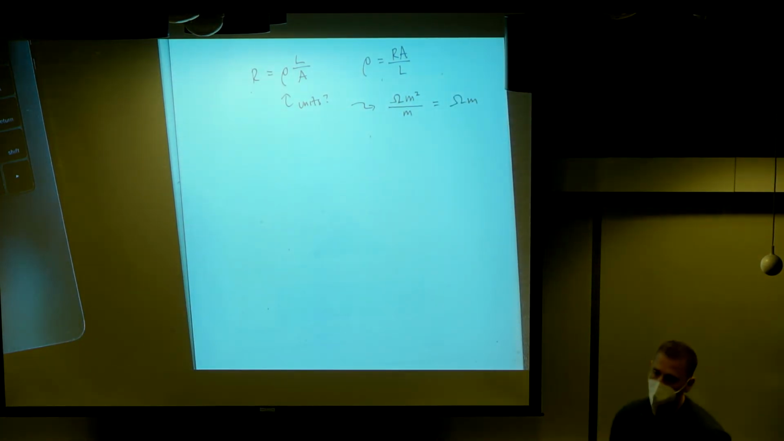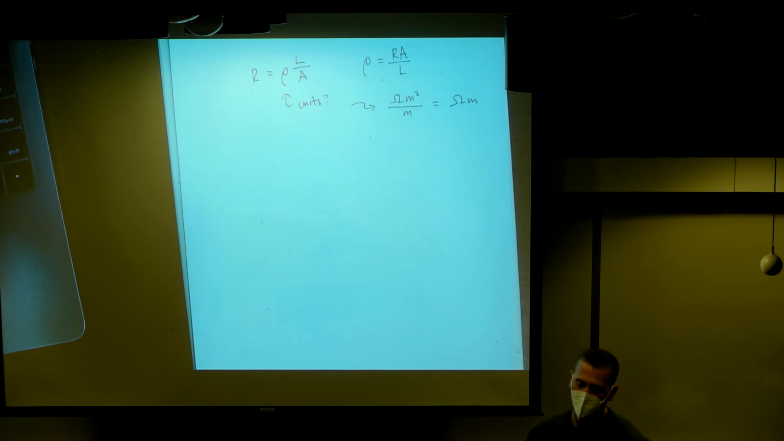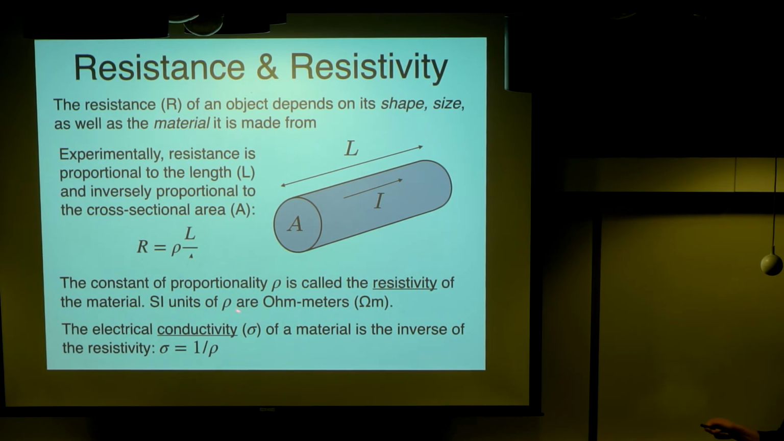So resistivity tells you how much electrical resistance a given material provides. It's just a property of the material, independent of its shape and size. Okay? So that's resistivity. It's related to something called conductivity, which is given by sigma. So the electrical conductivity is simply the inverse of the resistivity.